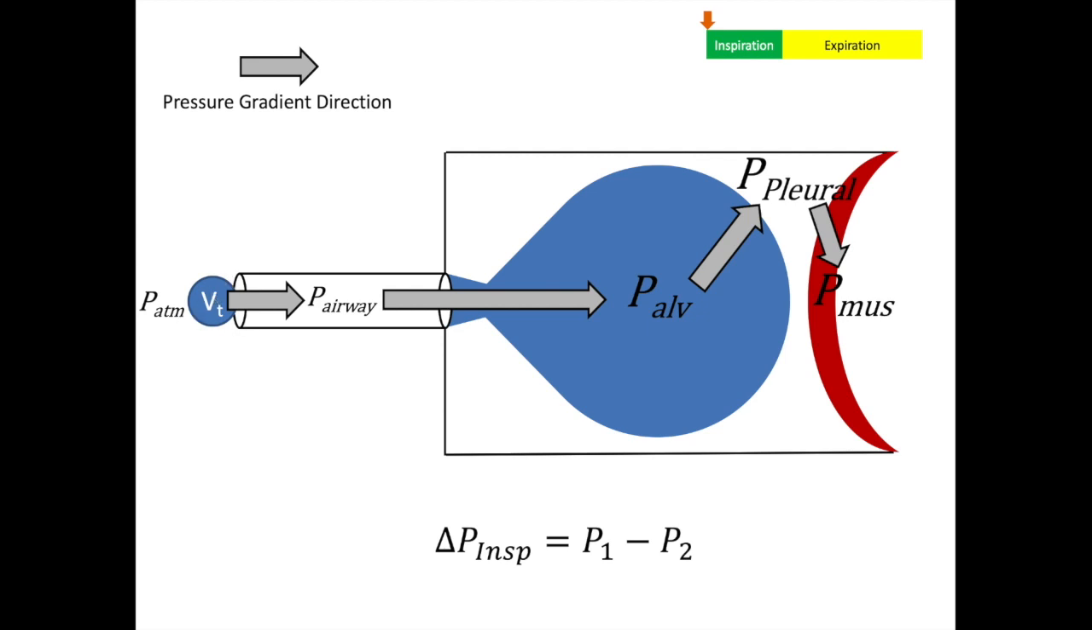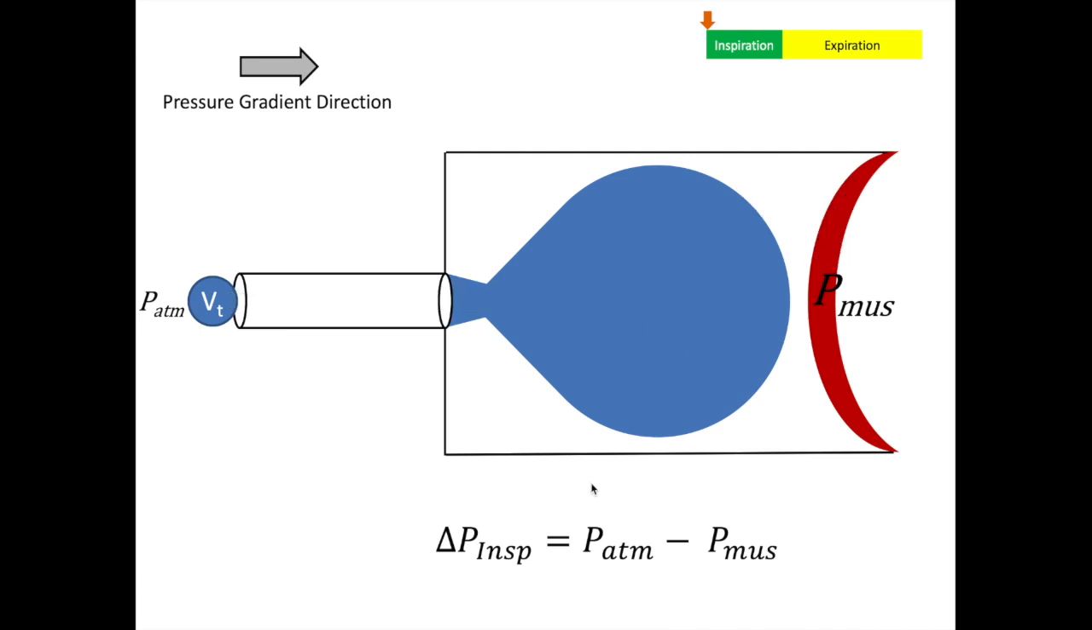Now you can simplify this whole thing by just removing these intermediate pressures and keeping the pressures on the ends, because it's the pressures on the ends that are driving the tidal volume into the lungs, right? That's the pressure outside the system and the pressure created inside the system to pull air into the lungs. So that's atmospheric pressure and muscular pressure. You can just get rid of everything else, as long as you remember how muscular pressure got all the way up the airway, to know that it's atmospheric pressure and muscular pressure that drive that volume of air into the lungs.